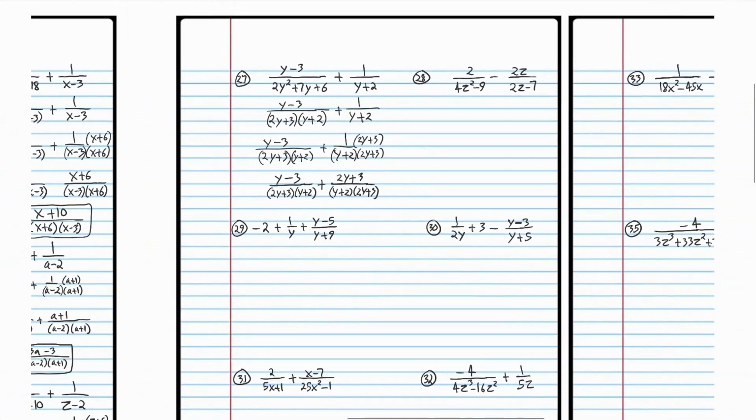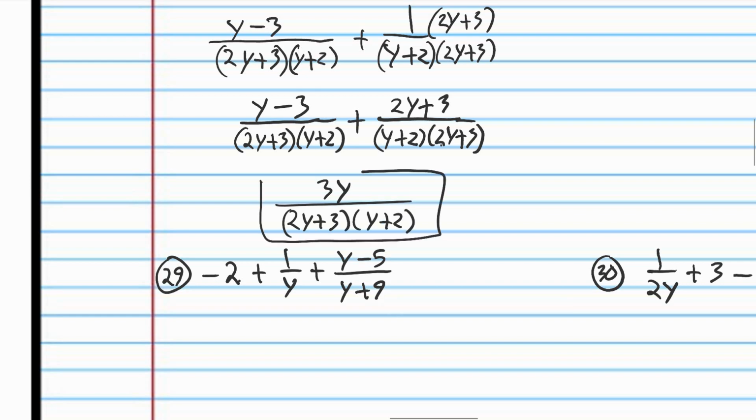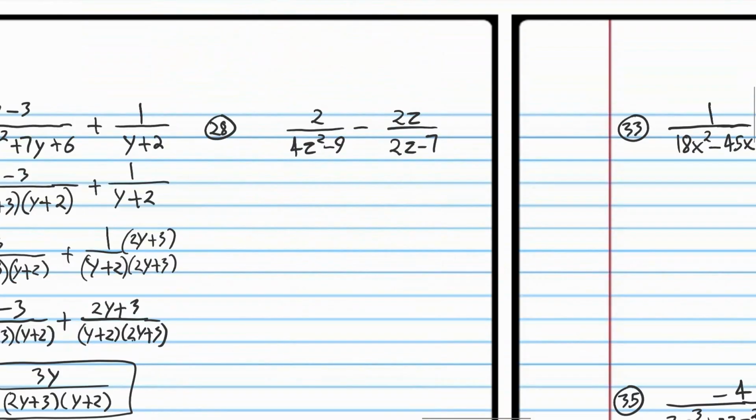And now we're ready to combine. Y plus 2y is 3y. Negative 3 plus 3 is 0. So if you got that answer, good job. So for 28, something special is going to happen. So let's go ahead and factor. We have the difference of two squares.